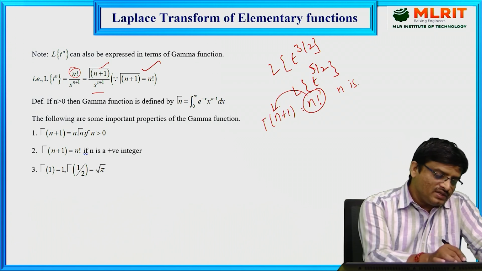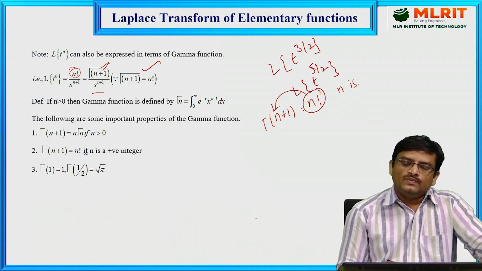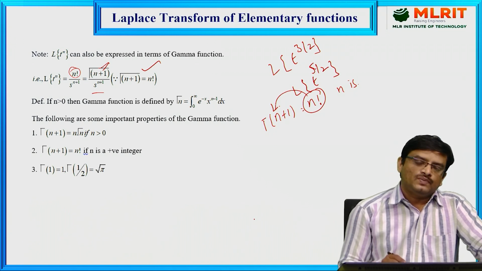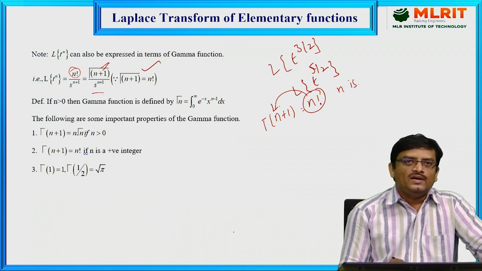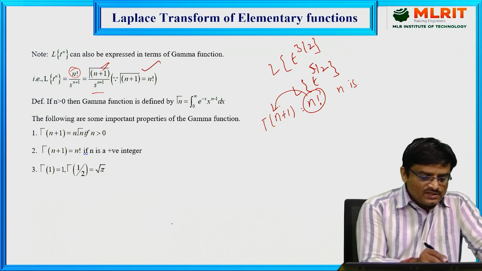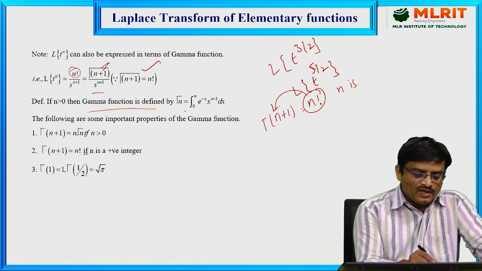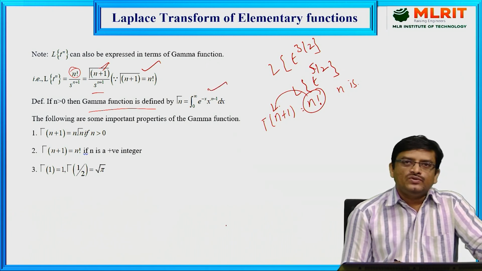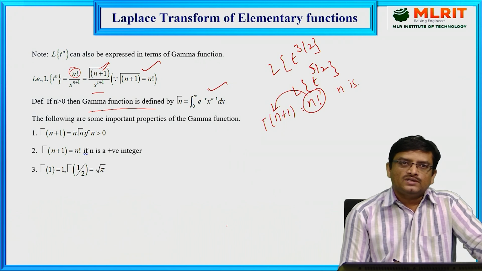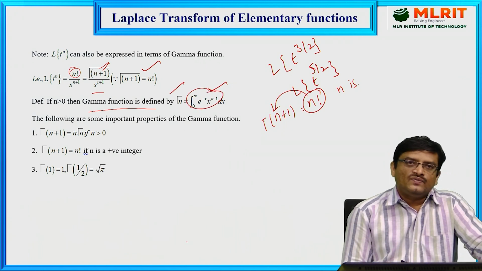Now by using this, we can find out the Laplace transform of t power 3 by 2, Laplace transform of t power 5 by 2, Laplace transform of t power 7 by 2. Like this we can find out this value here. So this is the formula of the gamma function. Gamma n is given by the integral 0 to infinity e power minus x into x power n minus 1 into dx. By using this, we can find out that gamma function value.